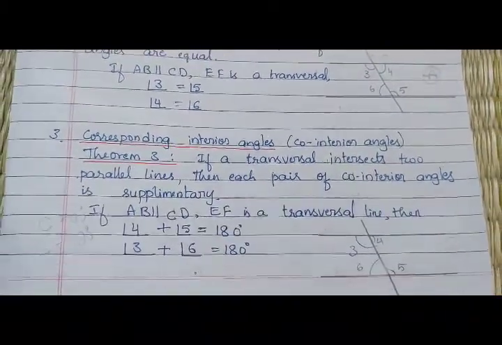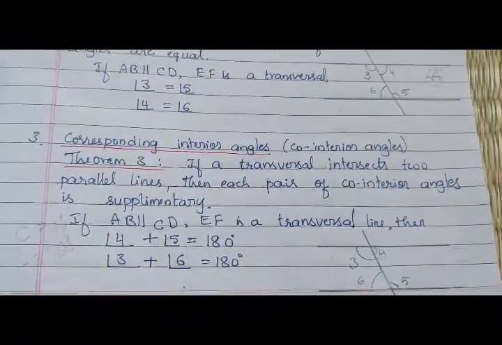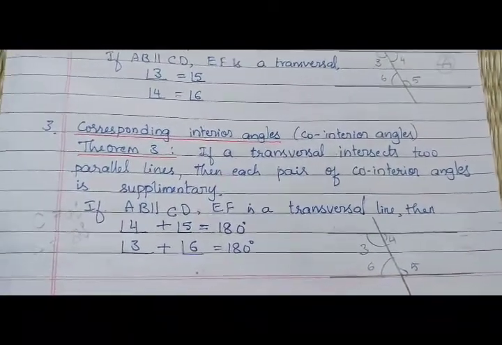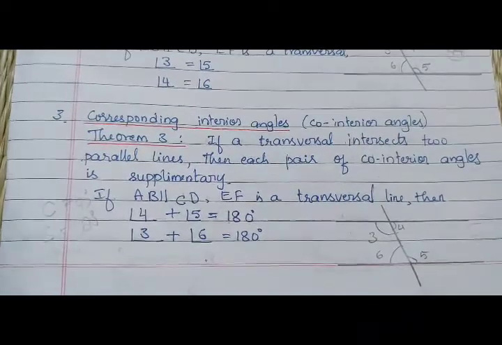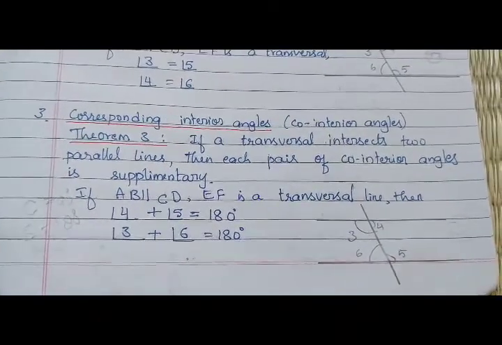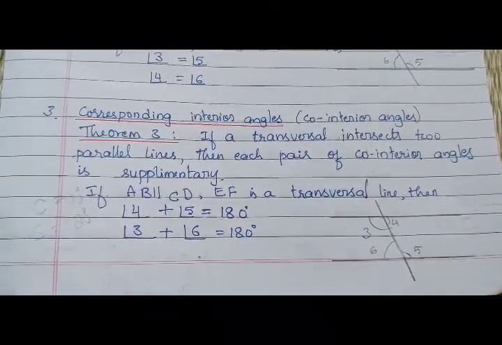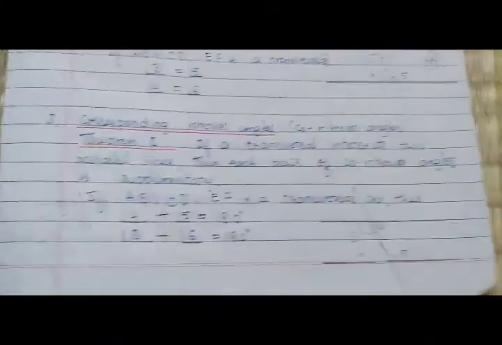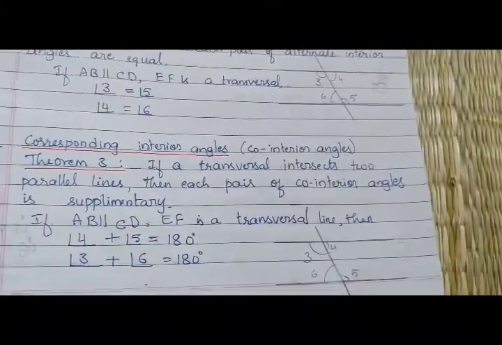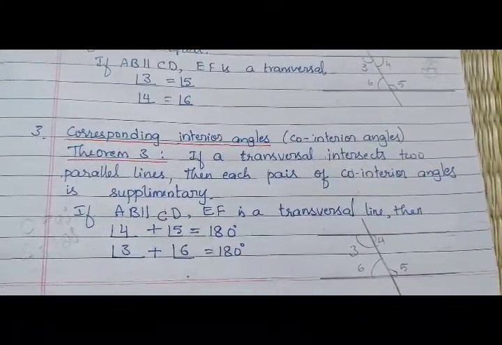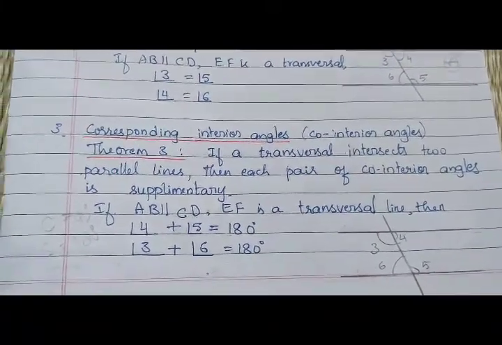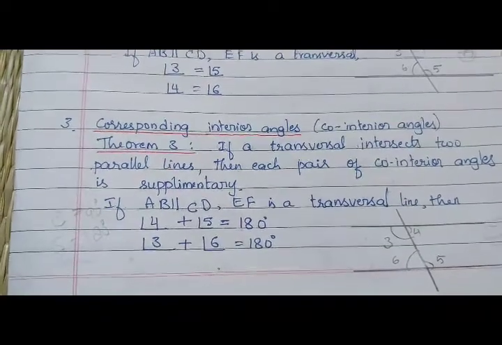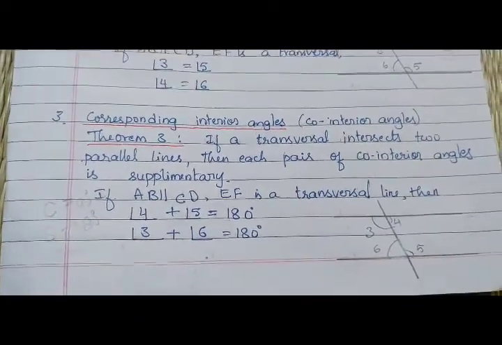Corresponding interior angles, or co-interior angles. Instead of corresponding we also take it shortly as co. Co-interior angles: if a transversal intersects two parallel lines, then each pair of co-interior angles, the sum is supplementary. That is, angle 4 and 5, the sum will be equal to 180. Likewise 3 plus 6 will be 180.